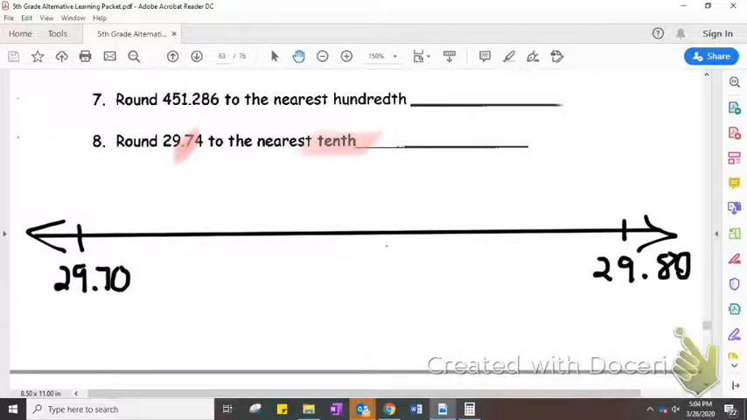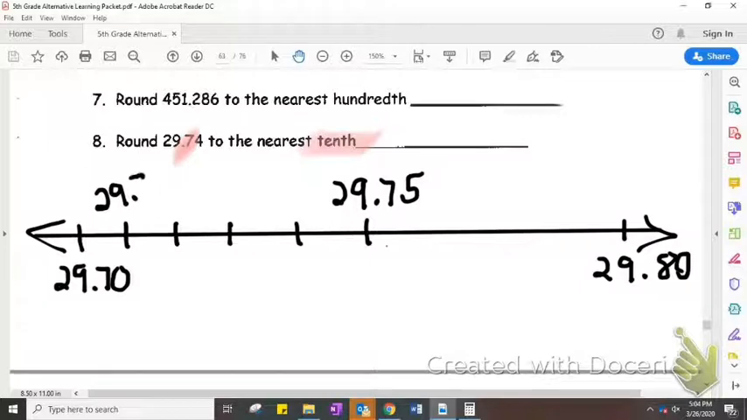Okay? So let's see. Let's give myself a little bit more space. 29 and 71 hundredths, 29 and 72 hundredths, 29 and 73 hundredths, 29 and 74 hundredths, 29 and 75 hundredths. And I will go ahead and write these out for you.